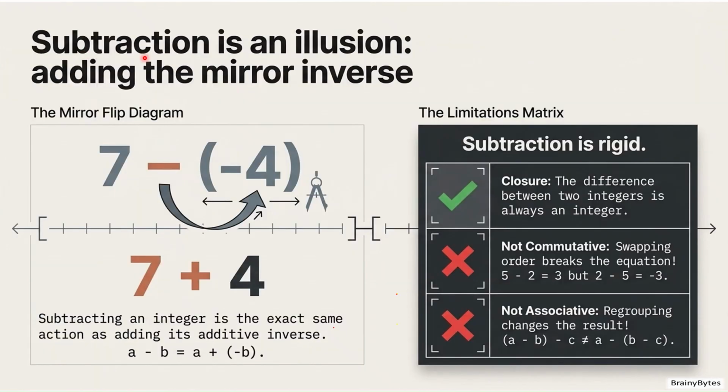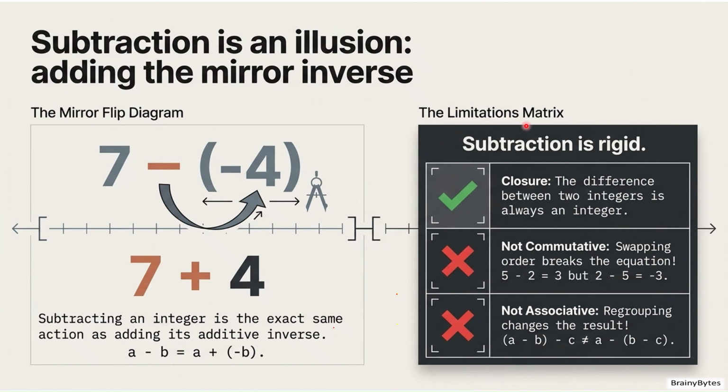Did you know that subtraction is an illusion? Let me tell you how. It is the mirror flip diagram, which tells us that subtracting an integer is the exact same action as adding its additive inverse. It means that if I subtract an integer b from a, or I directly add the additive inverse of b to a, both of these operations will give us the same result.